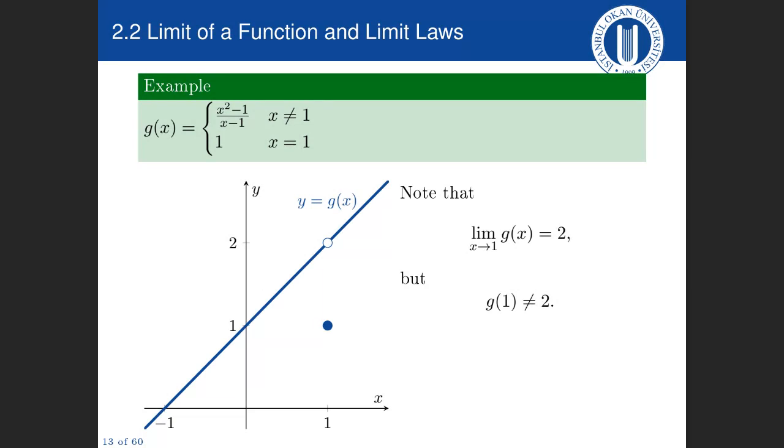Here's a graph of this function. Because g is equal to 1 when x is equal to 1, I've drawn a filled in circle here and an open circle or a hole up here. Note that this function has the same limit as x tends to 1. The limit as x tends to 1 of g of x is equal to 2, but g is defined at 1, but g at 1 is not equal to 2. That's because limit means x is close to 1, but x is not equal to 1.